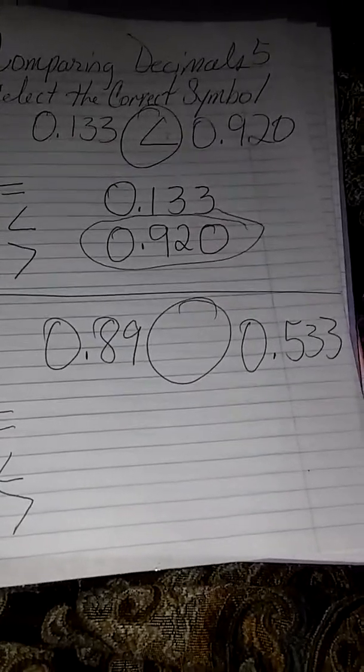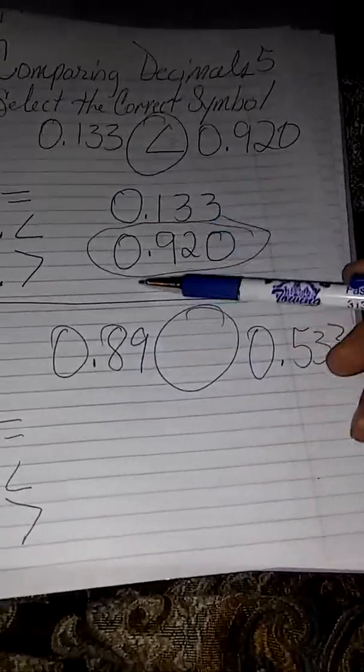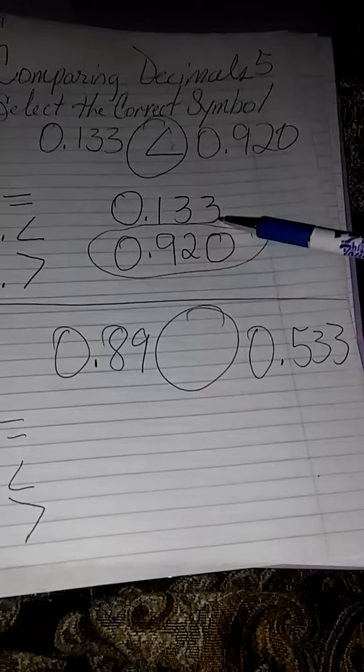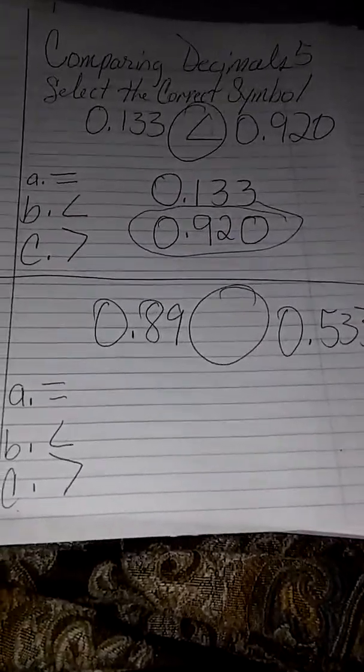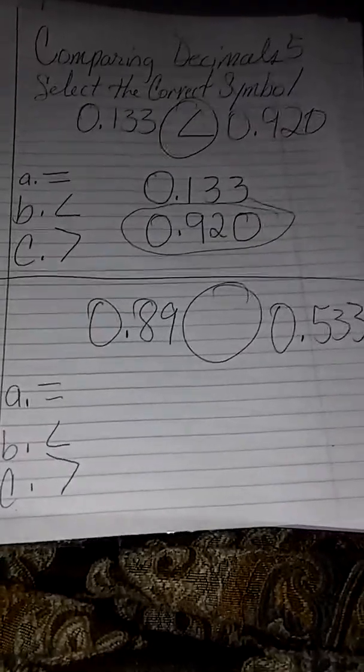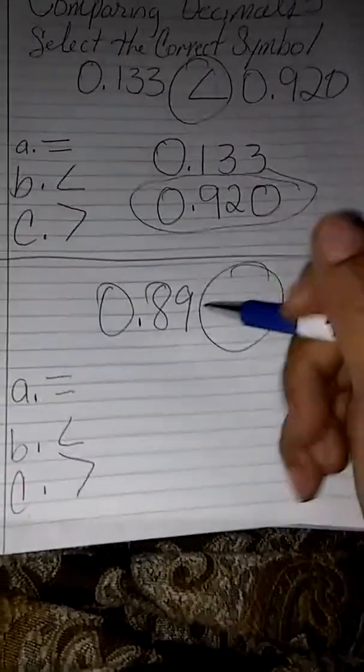So here's one for you to do on your own. Pause the video and use the strategy. Write them up and down, compare each value. So pause the video. I'm going to go ahead and do this now, but I want you to pause it, do it, and then come back. So I'm going to line them up and down.